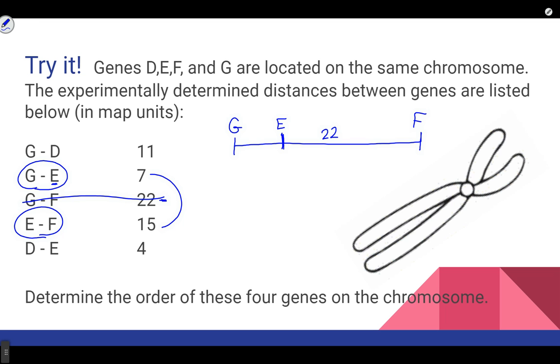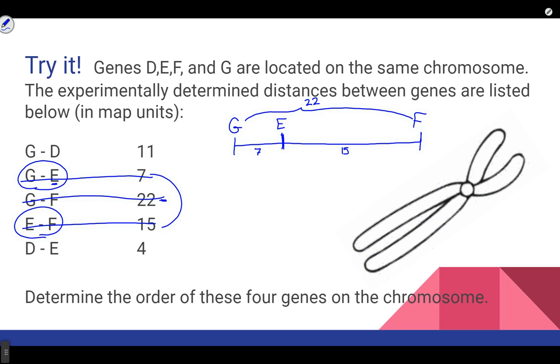So now we know this is 7 and this is 15, because now my total from here to here is still 22. So now we've accounted for this data point and this one. So the last thing we need is point E, or D, sorry. And it tells us G to D is 11, and D to E is 4.